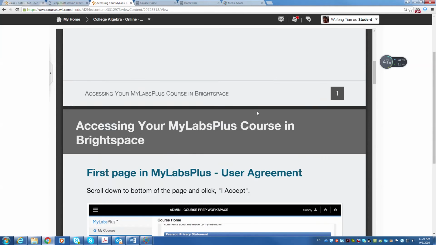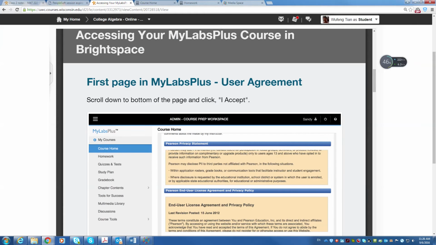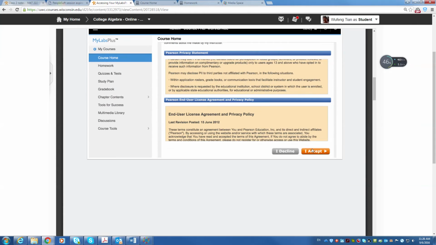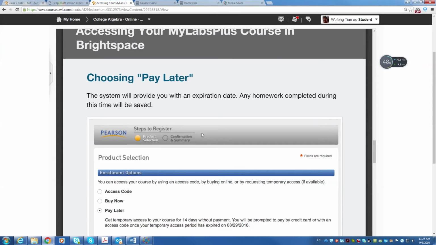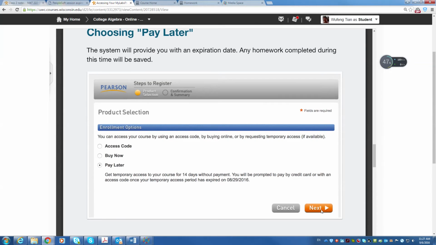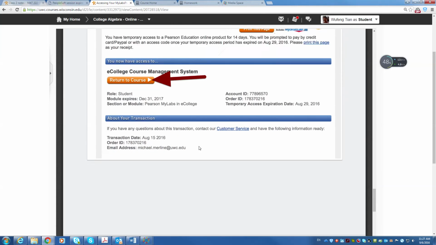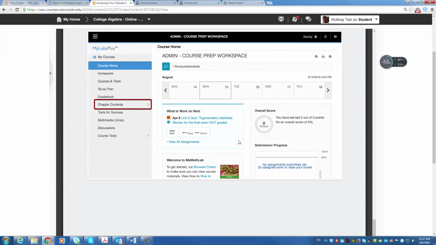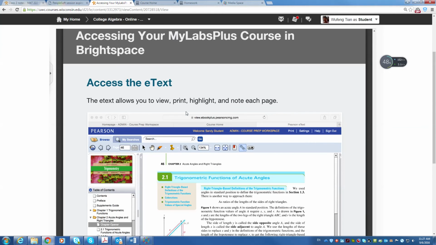First click it, then you're going to see you choose your course. Select the course Math 110 and accept it, and then put in your access code. If you don't have it, you can choose pay later. It will give you 2 weeks. You will be in the course. If you choose pay later, click next, and it will go. You can then click return to course. You are in my course. Now this is what you need to do on the second step: finish logging into MyLabs Plus.